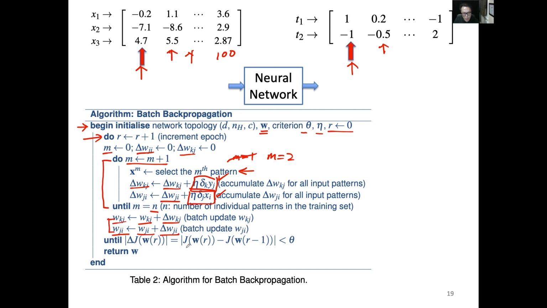Now we are going to do the same thing. That is, we calculate the J value, the training error due to the whole data set, according to the equation on the previous slide, and compare it with the J value in the previous iteration or epoch. If the change is less than theta, then we stop. It means that the performance is good enough. If not, we repeat this process in the second epoch, and we update the W as well.